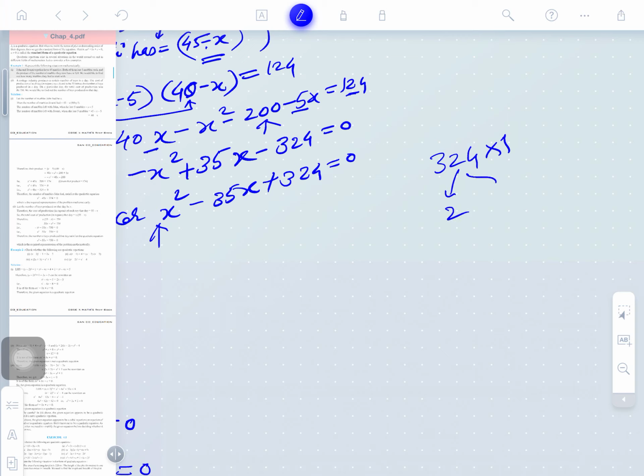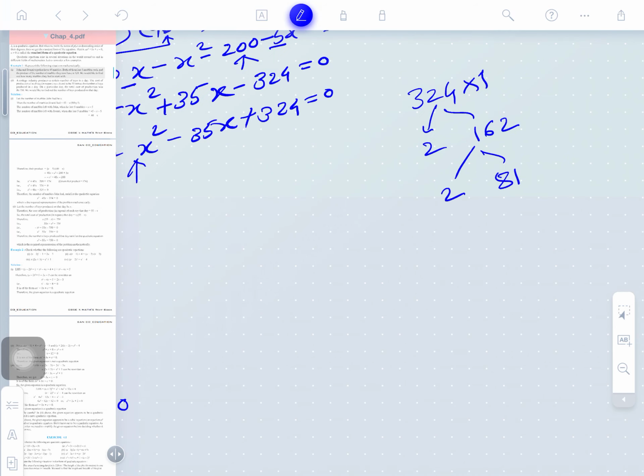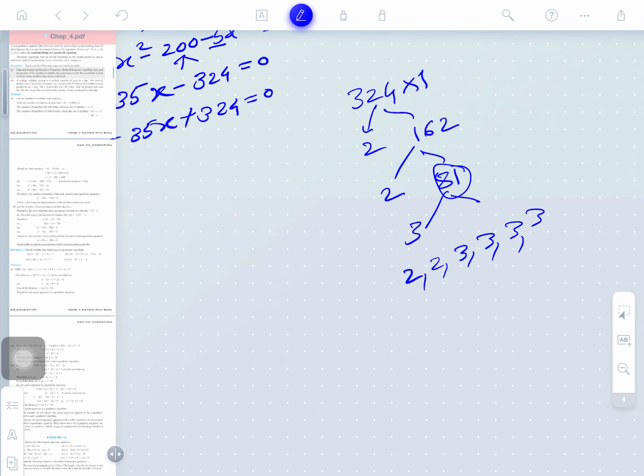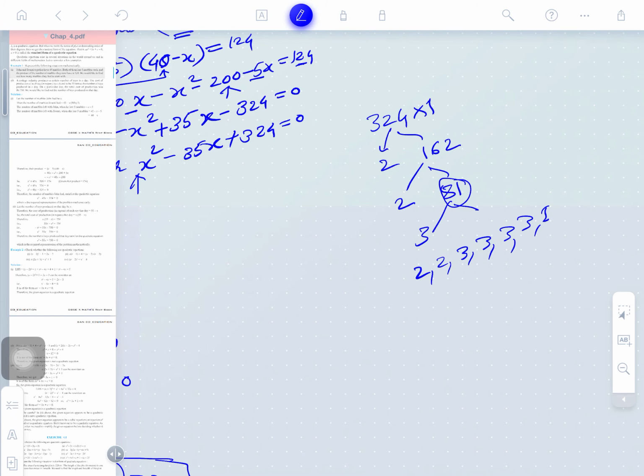So 324, 2 goes once. What's left here? 2, 6 are 12, and 2s are again 2, 8 and 1, again 3. So how many 3s are there in this? You may have 2, 2, 3, 3, 3, 3, four times 3, and 1 also there. So these are the factors.